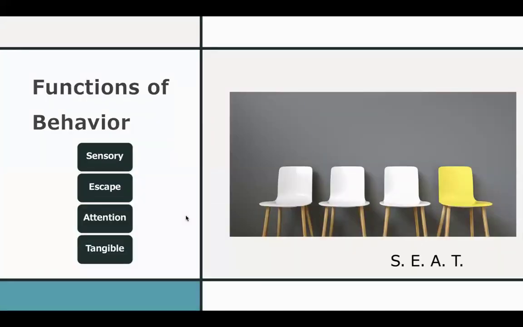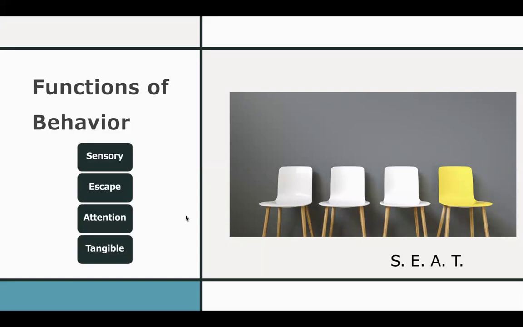So now that we know what ABC is, let's take it a step further. So ABC tells us the whys, but what are these whys? Those whys are the reasons of behaviors, the functions. I'll be giving you an introduction to these functions. So when you break down a situation with ABC, you can boil down the motivation for the behavior into four different reasons. And the four reasons are sensory, escape, attention, and tangible.